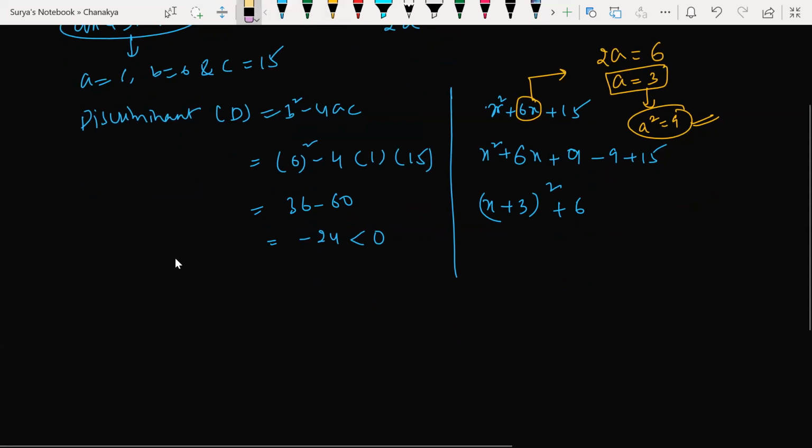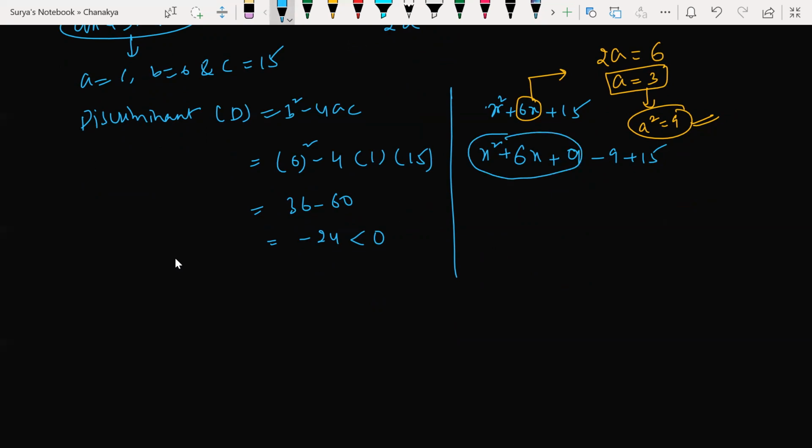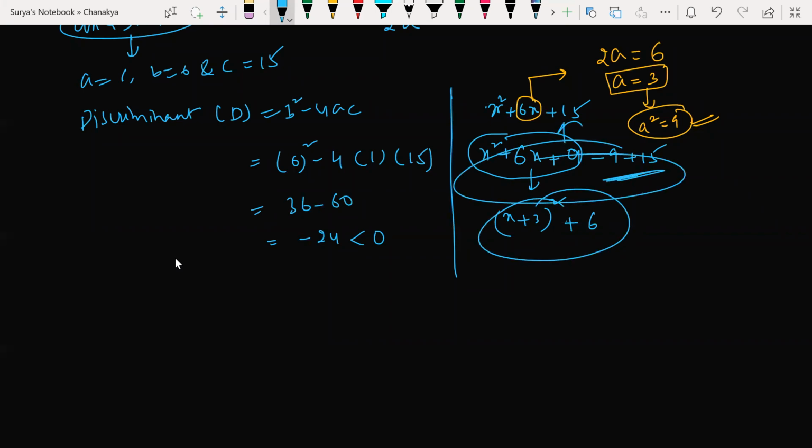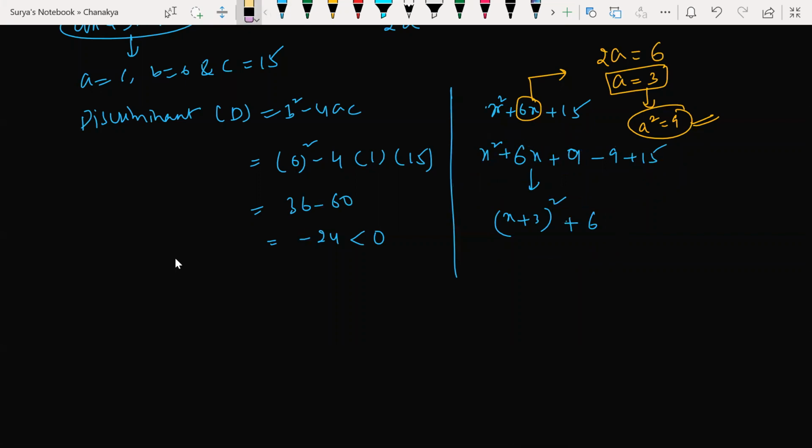For making the entire polynomial in terms of a perfect square, I'm just adding and subtracting 9 here. So this one gives me what? (a plus b) whole square. a square plus b square is 9, plus 2ab, which gives me 6x. So 15 minus 9, how much? 6. Isn't it? If you solve this, you will get it back. You understand my point? Whatever I have done is correct only, right?